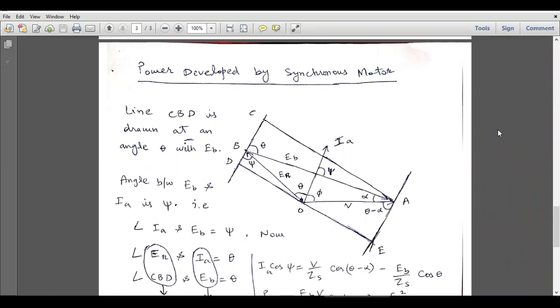In this lecture, I am going to demonstrate the mathematical modeling of a synchronous motor to calculate the power developed at the rotor shaft. So for calculating the expression for the output power generated by the synchronous motor, we have to draw the phasor diagrams including all the parameters associated with a synchronous motor.